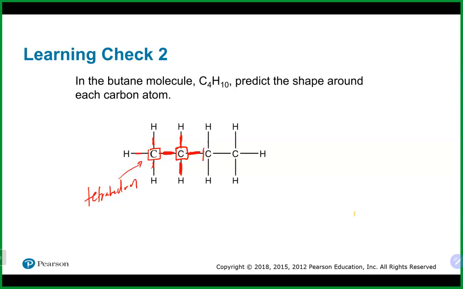The one next to it, we would do the same. It has 1, 2, 3. We still count the guy to the left. So that is 4 electron pairs and 4 bonds, which would be tetrahedral.